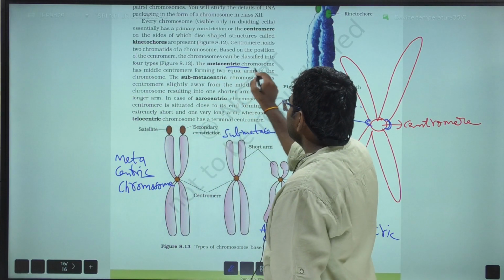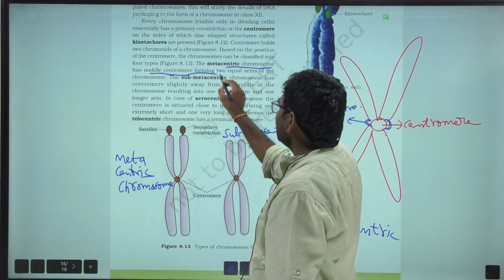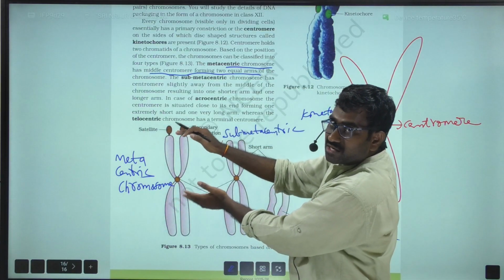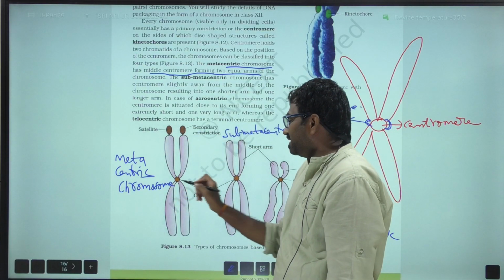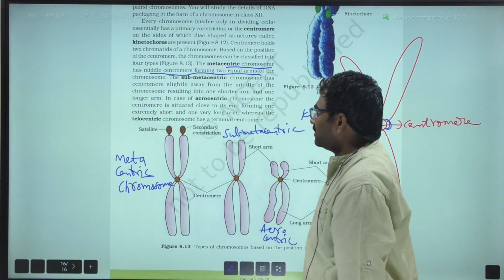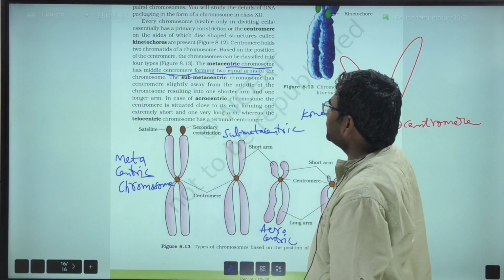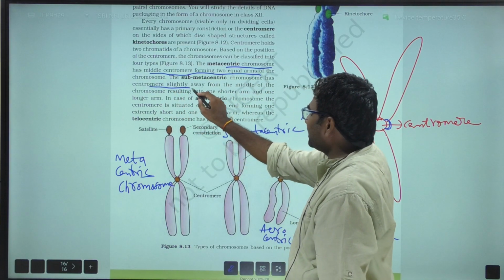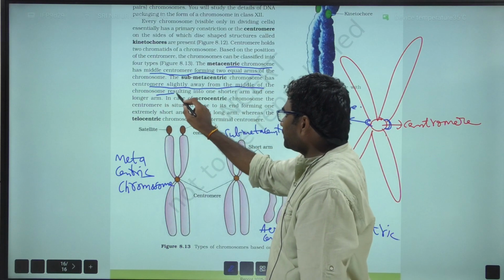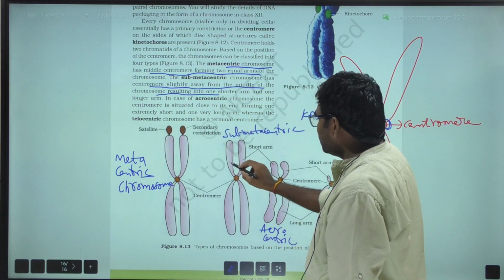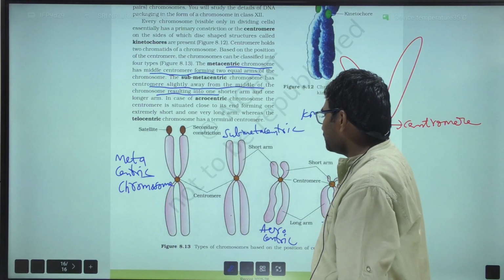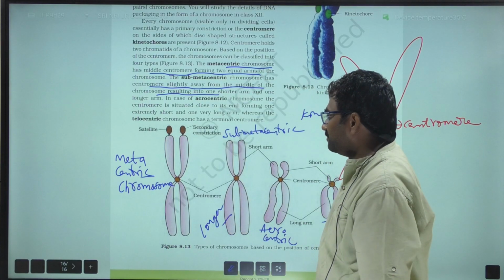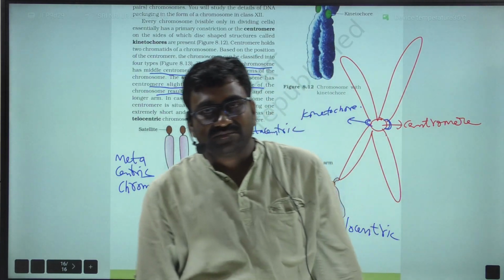The metacentric chromosome has a middle centromere forming two equal arms. So these are the two equal arms. This is the middle centromere, a primary constriction, right? And the submetacentric chromosome has the centromere slightly away from the middle of the chromosome, resulting in one shorter and one longer arm. So these arms are the P arm and the Q arm.